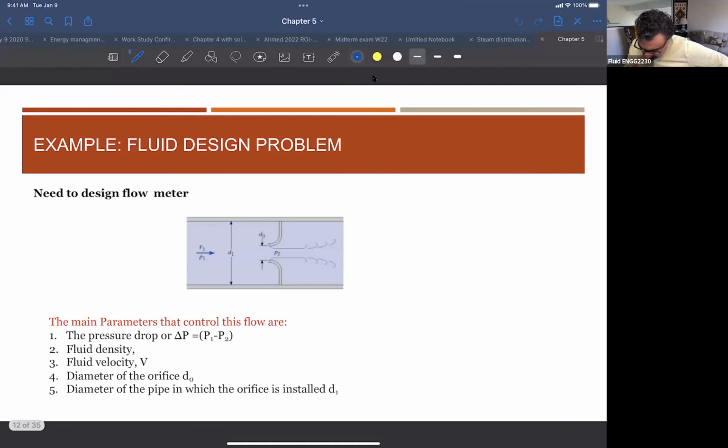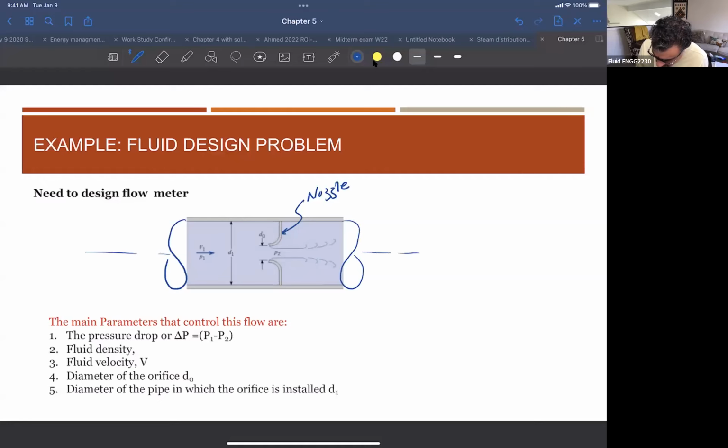Okay, in order to understand simply why this is happening, let's consider a very simple device called a nozzle. This nozzle is basically installed in a pipe, and the flow will go through this nozzle. Because the flow goes through this nozzle, you will see turbulence and eddies. We're going to learn about this in chapter 6.